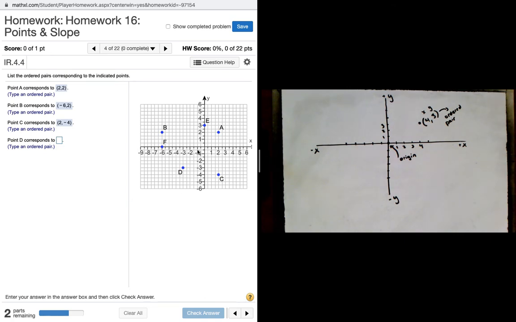Looks like D has a negative x value and a negative y value. It has a -3 in the x and a negative 3 in the y.